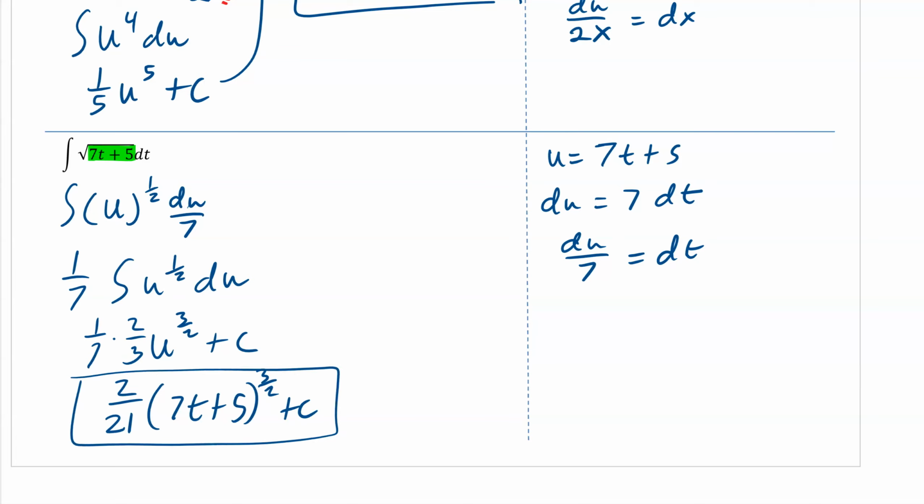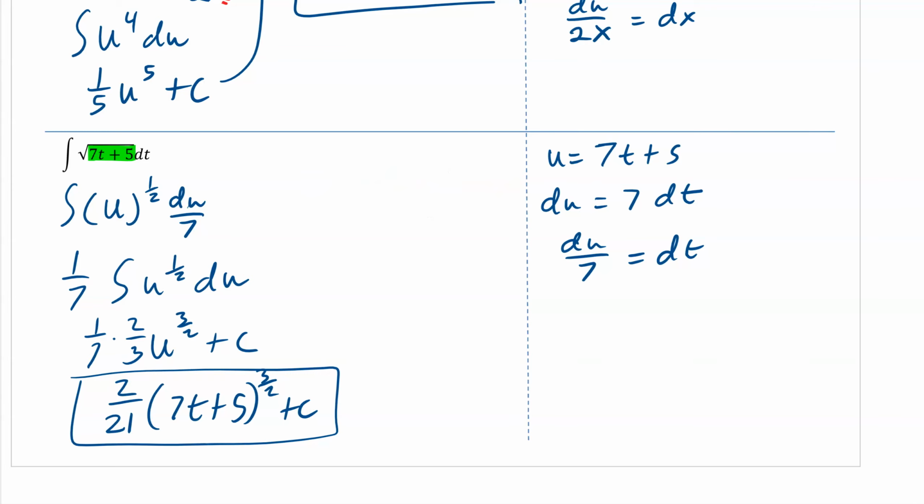So again, we should check this. So 3/2 comes down, so we get 2 over 21 times 3 over 2, 7t plus 5 to the 1/2, and then derivative of the inside is 7. Now everything on the outside should now cancel. So the 2 cancels the 2, the 3 and the 7 make 21, which cancels. Everything checks out to give us the square root of 7t plus 5. So it checks perfectly. And there you have it.